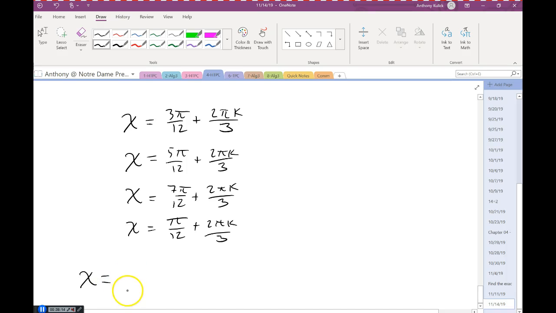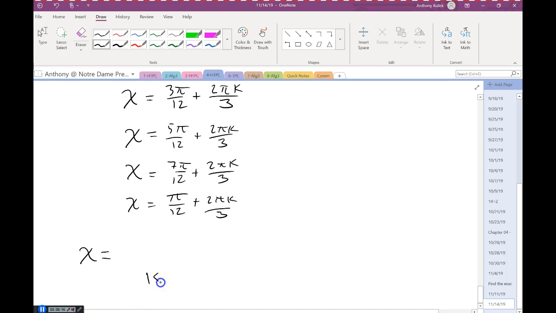so first thing I'm going to do is get my solutions when k is 0. I'm going to write those in ascending order just to make keeping track of things a little bit easier here. Everybody's okay there?